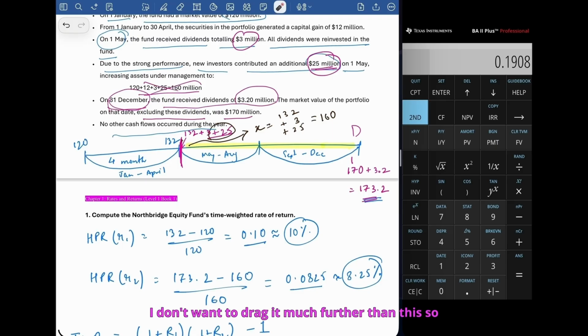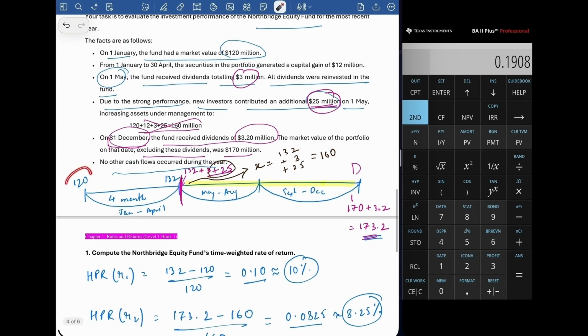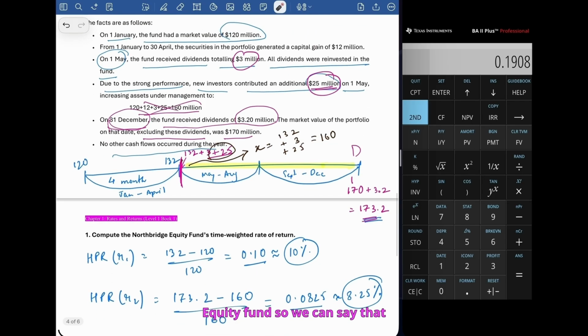I don't want to drag it much further than this. So this is the timeline given, and we have divided it into 4 months each. 120 is the beginning value for this particular equity fund. So we can say that 120 is a cash outflow by the investor.